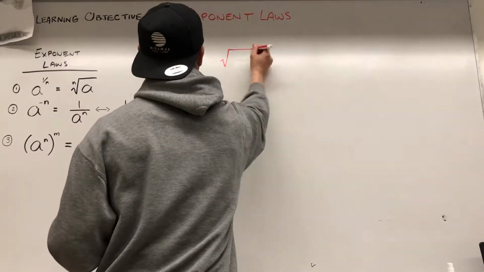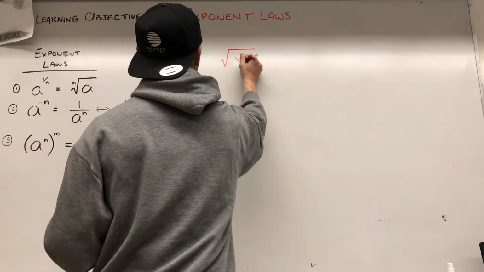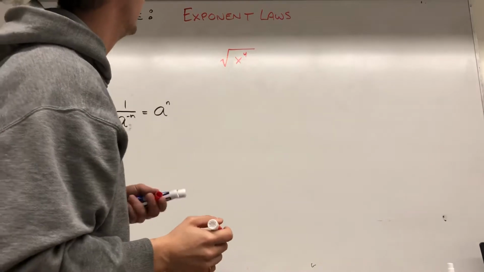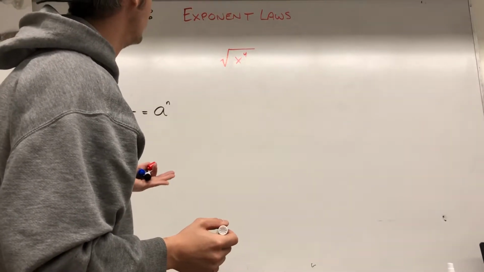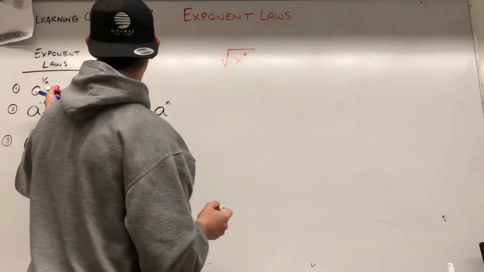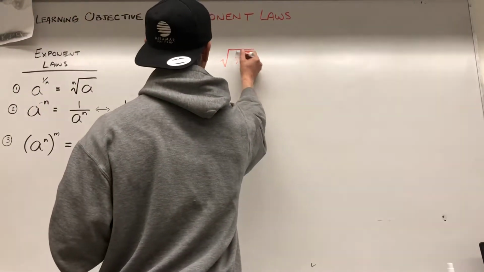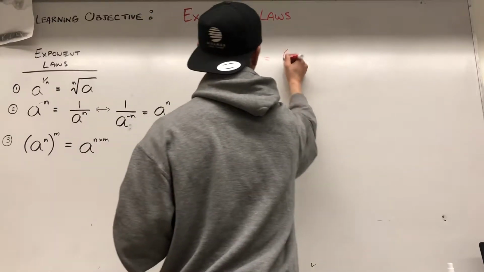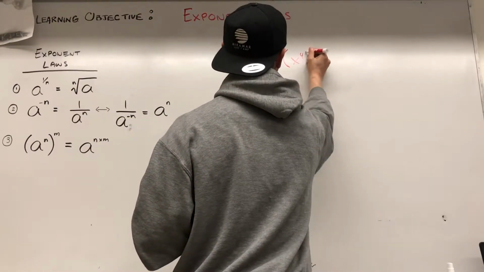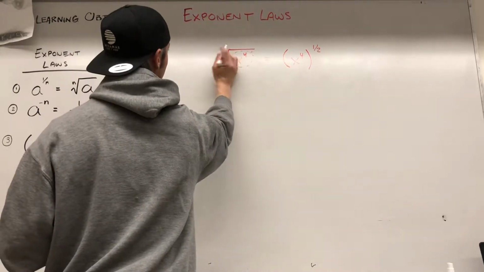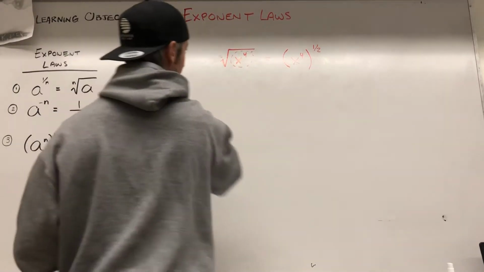So what if I had something like the square root of x to the power 4? Well, how do I simplify this? The first thing I'm going to do is realize, okay, I've got a root here, so I'm going to probably use my root law. And x to the power 4 will become my a. So I can rewrite this as x to the power of 4 to the power of 1/2, because there's an invisible 2 here, which is my n.